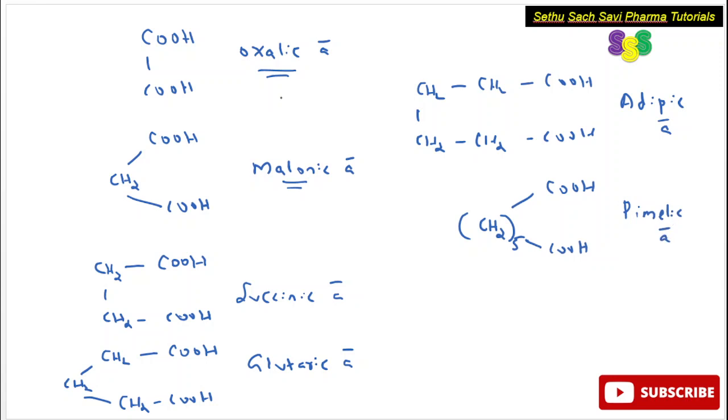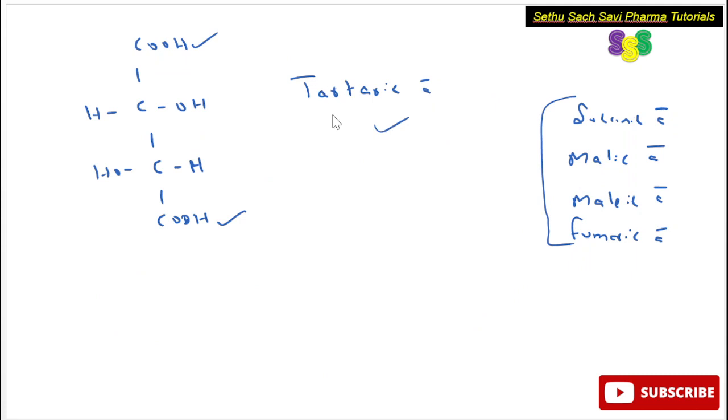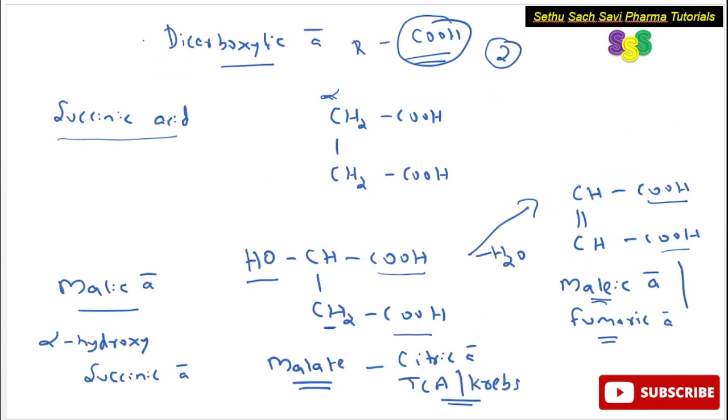So basically oxalic acid, malonic acid, succinic acid, glutaric acid, adipic acid, pimelic acid, they are all dicarboxylic acids. You can remember this mnemonic: OMSGAP. Apart from this, tartaric acid, maleic acid and fumaric acid are also dicarboxylic acid containing compounds. So these are a few examples of compounds containing 2 carboxylic acids, that is dicarboxylic acid compounds.